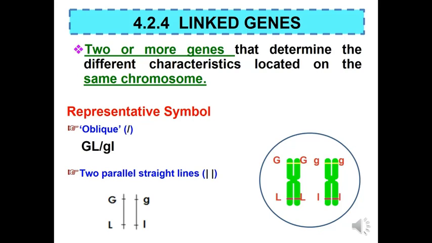Let's continue from where we left at the end of the previous lecture. Linked genes are one of the deviations from Mendelian inheritance. It occurs when two or more genes that determine different characteristics are located on the same chromosome. It is always represented by either using oblique symbols or two parallel straight lines as shown in this slide.